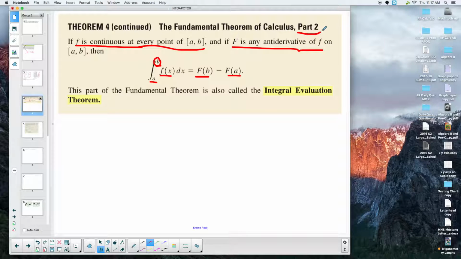Now notice this says part 2. Some books have this as part 1. There are 2 parts. We're going to get this other part later. I call this part 1 because it's basically where everything starts from. To find the area under the curve, you integrate and then substitute the values in. This is the integral evaluation theorem. All right? So to find area now, we're going to find the antiderivative, plug in the limits, and we've got it.